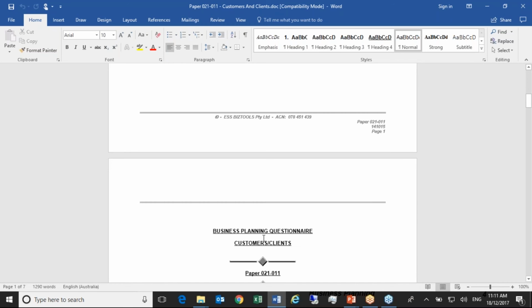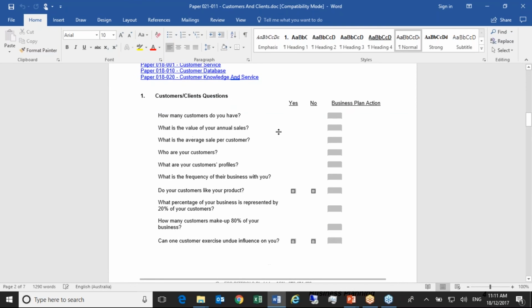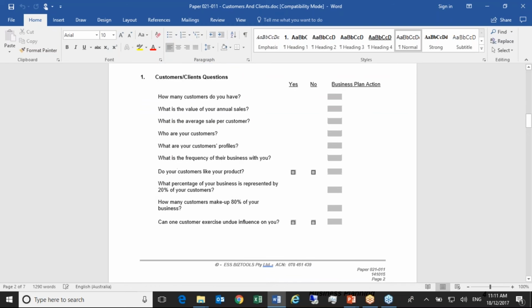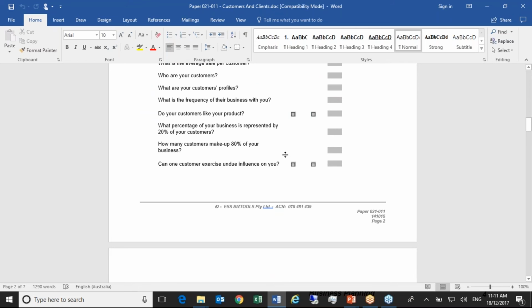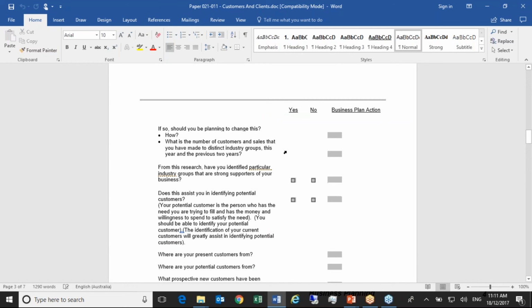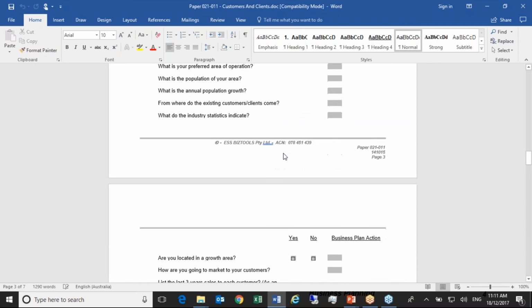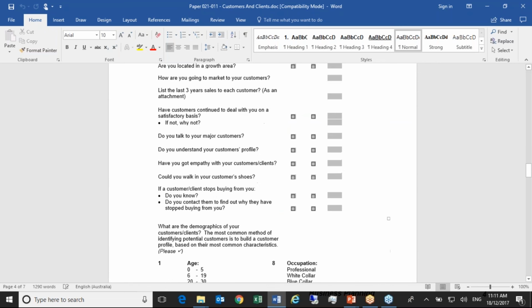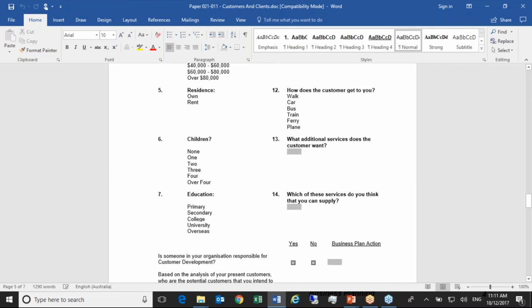And very importantly, who are the customers? You'll see here that there are links to other articles on customers, on service, on databases, on knowledge and service. How many customers does this business have? What's the value of the annual sales? What's the average sale? Who are your customers? What are their profiles? Do they know anything about them? What percentage of the customers would make up 80% of the business? Do the customers like the products? What's their profile? Does your client talk to their customers?